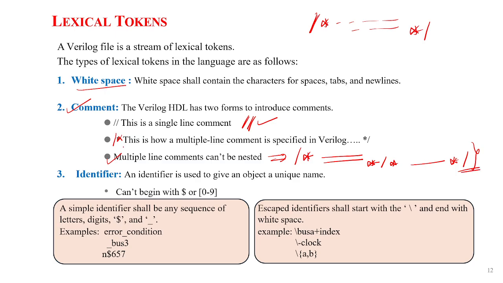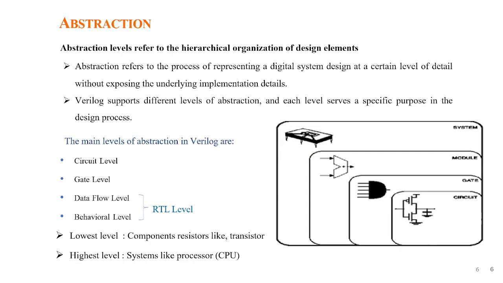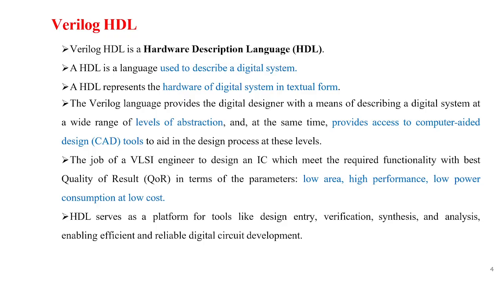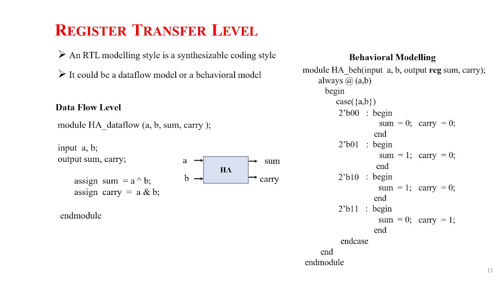And identifiers. Any program starts with, as we saw in the program structure, module and the module name. This module name is nothing but an identifier. There are some valid identifiers and invalid identifiers. Here you see, module, and what is my module name?